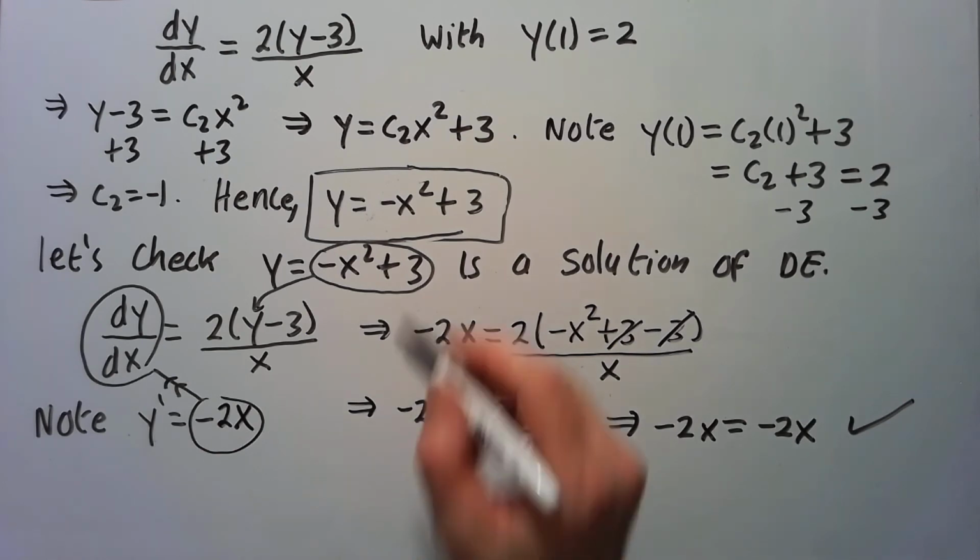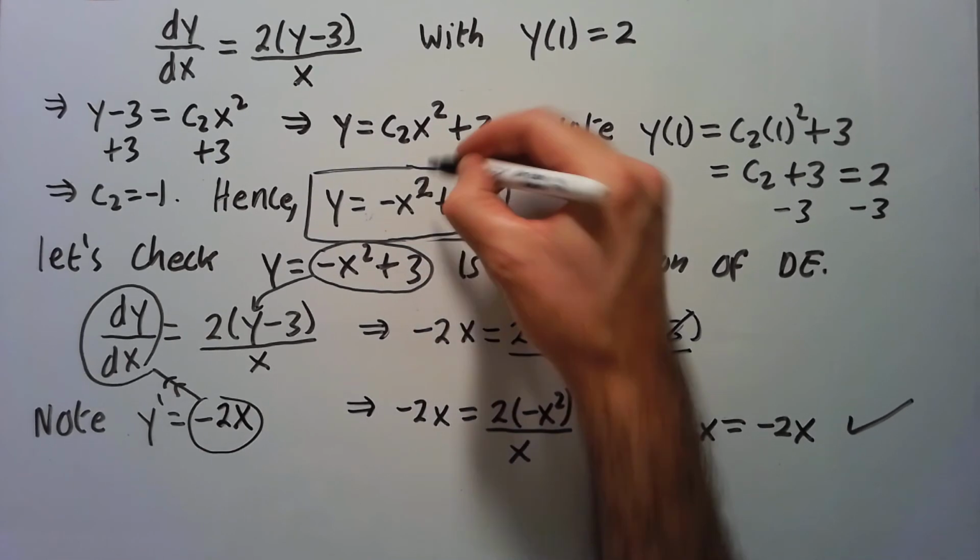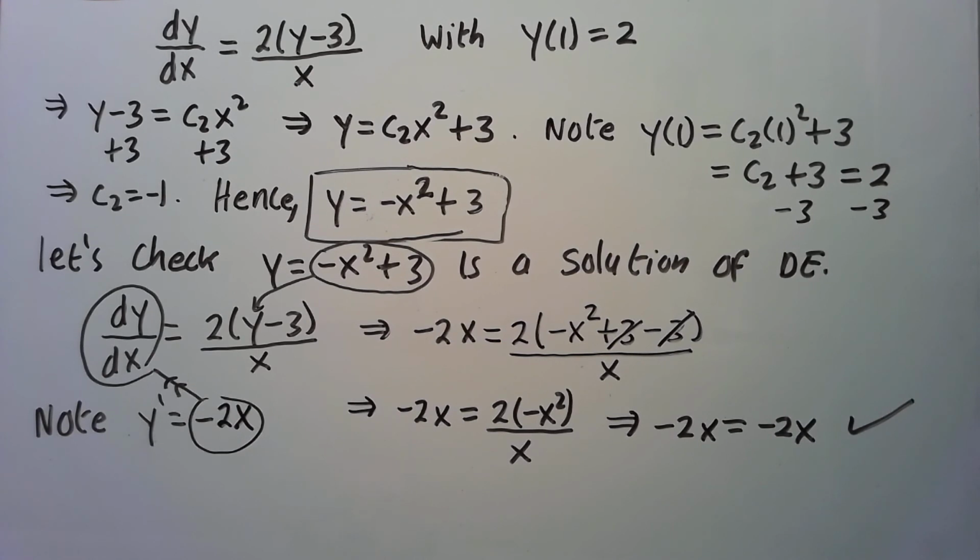Okay, so therefore our solution is y equals negative x squared plus 3. Okay, so we're done with the question. And we're done with the section also, so I'm going to leave the video here. We'll do some more examples in a different video. So let's leave it there.